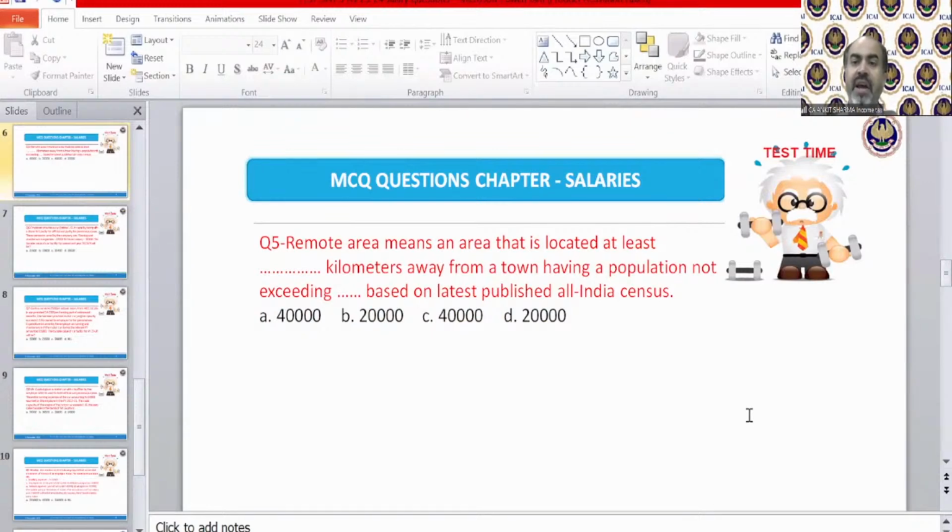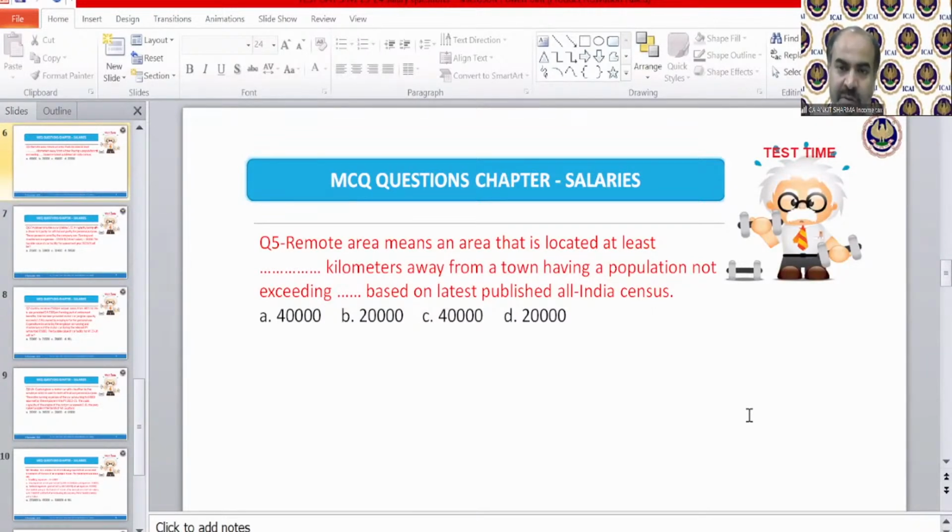Remote area means an area that is located at least so many kilometers away from a town having a population not exceeding dash, based on the latest published All India census. I just need to ask how many kilometers and the population, because in the correct option the kilometer has not been defined. So let me tell you, the kilometer was 40 kilometers away from a town having a population. You just need to tell me the correct population, how much the population must be, and fill in that blank.